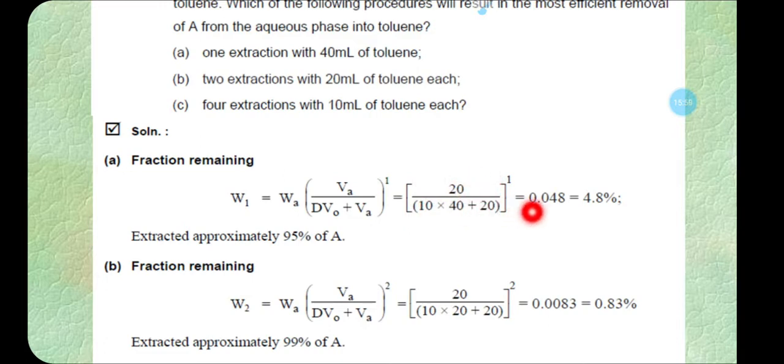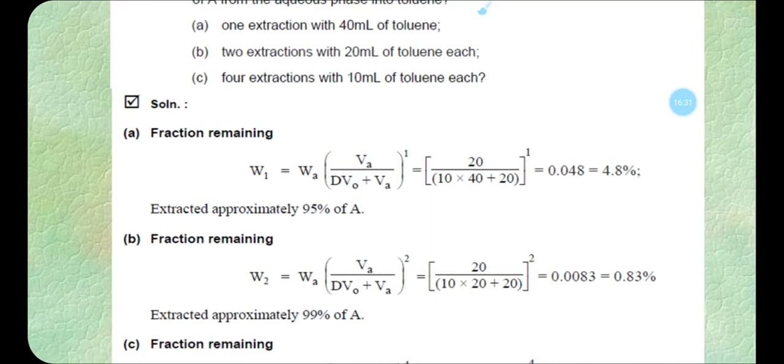Solving this equation, we get 0.048 fraction of the solute remaining unextracted. That means the percent remaining unextracted will be 4.8% if you multiply by 100. Then the extraction efficiency is approximately 95.2%. So A will be extracted to 95.2% if we take the 40 ml of toluene in one single operation, right?